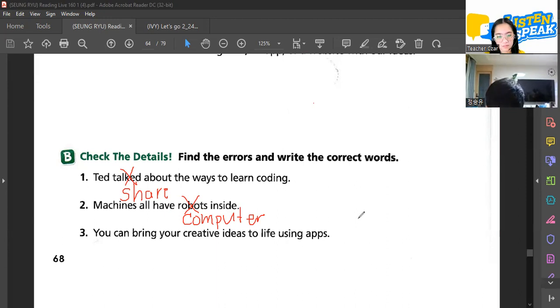I don't know. Okay, so here you can bring your creative ideas to life using coding. Yes, it's using coding. Very good. See, you know this one. Good job. So let's move on to the next one.